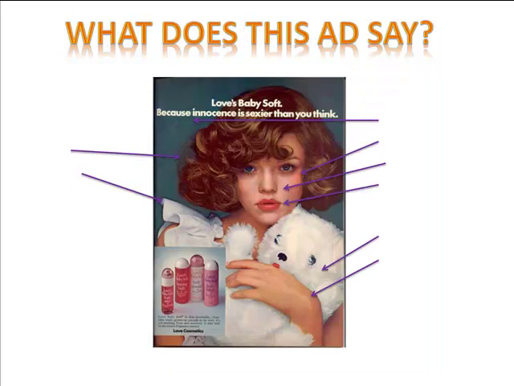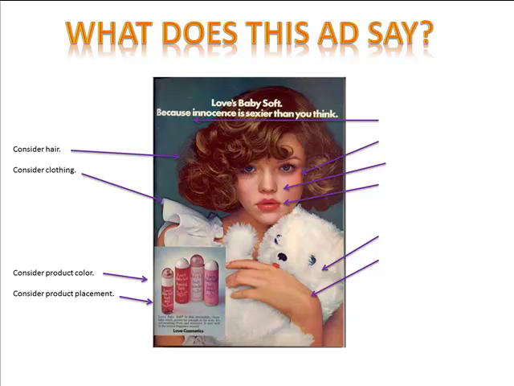And what does this ad say? Consider hair, consider clothing, consider product color, consider product placement. Consider text, consider makeup, consider features, consider expression, consider the prop, and consider body language. You'd have to look at all of those elements to come up with not only the overt message, which is what Love's Baby Soft wants you to get, but also a more subtle message, one that we may not approve of.